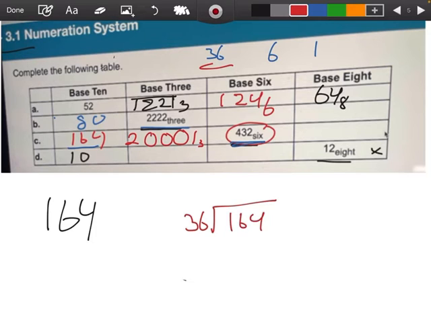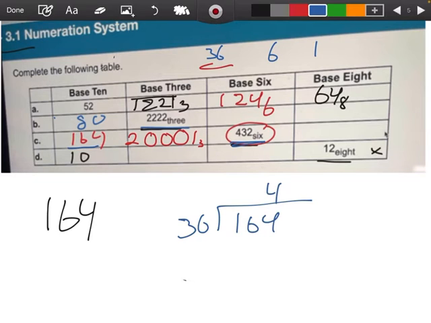5 times 6 is 30. 5 times 3 is 15. Well, that's too much. Okay, so maybe not 5. Let's try 4 times. 36 into 164. 4 times 6 is 24. 4 times 3 is 12, and 2 more is 14. There we go. And that's a 0, and that's a 2. Okay, so now I got 20 as my remainder.